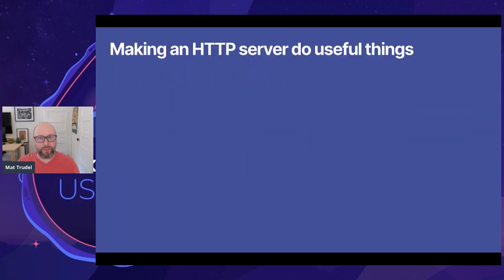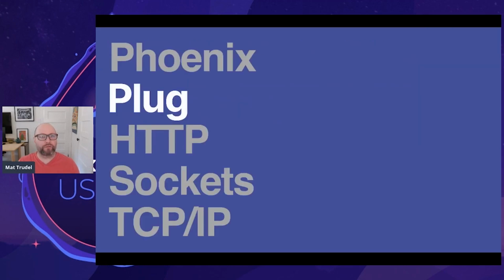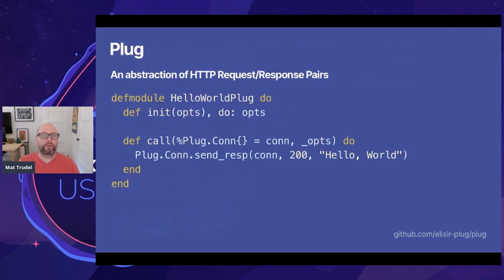So turning back to how you actually make an HTTP server do useful things, you need to return content. That content is going to be the content from your application, right? The question is how to actually hand off from an HTTP server to an application server. In the Elixir world, that's the job of the plug library. So we're going to move up the stack now to plug. Plug looks something like this. It's an abstraction of HTTP request and response pairs. If anybody's seen Rack in the Ruby world, it's a very similar pattern. The core of it is really the call function, as you see here.